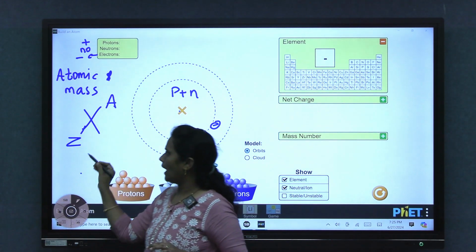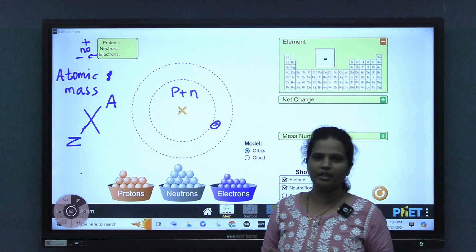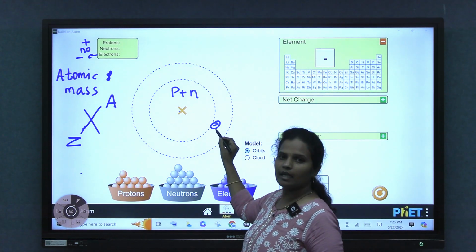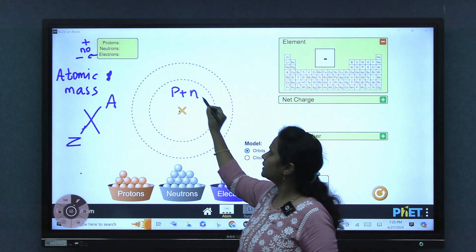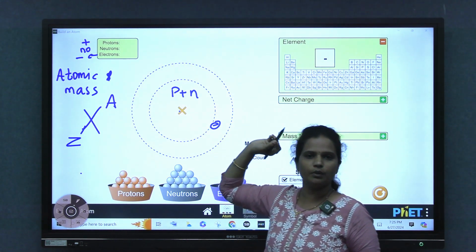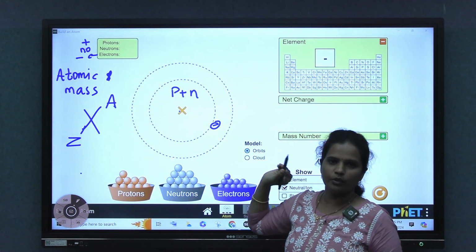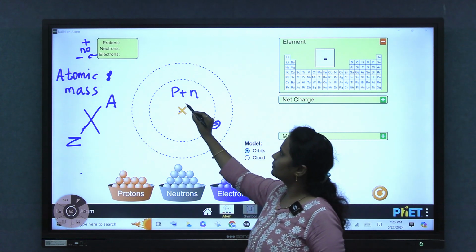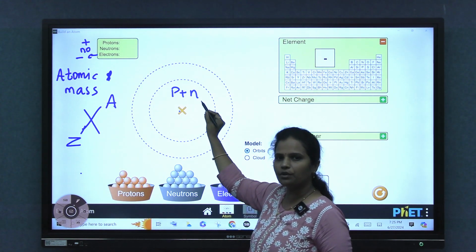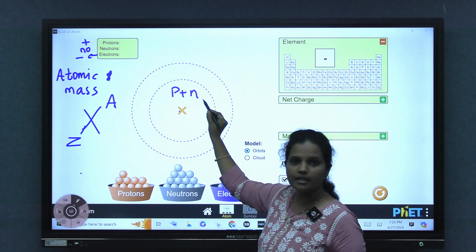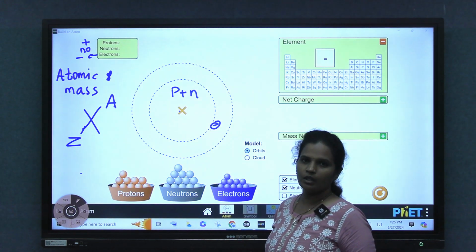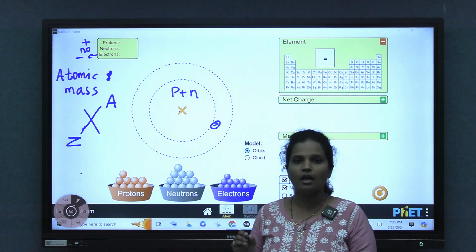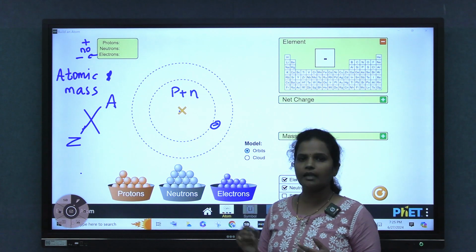What is the definition of the atomic number? The atomic number is nothing but the number of electrons or the number of protons present in the nucleus. And coming to the mass number, the number of protons and neutrons present inside the nucleus is called the mass number. Now I am going to show how these electrons, protons and neutrons are placed in an atom.